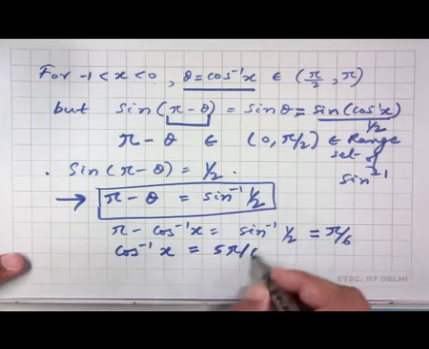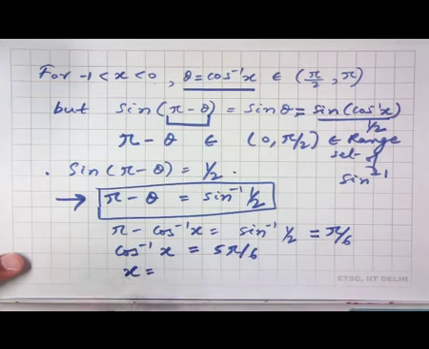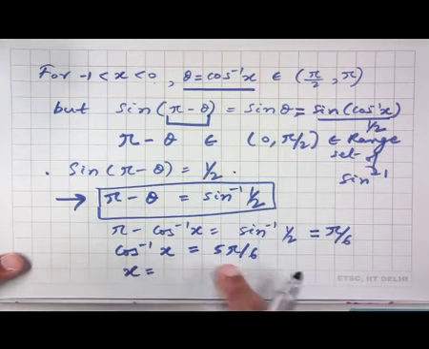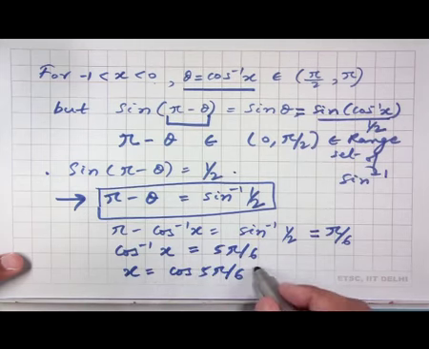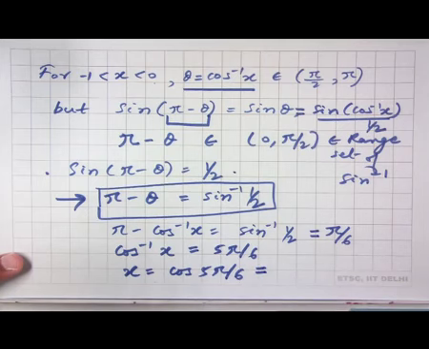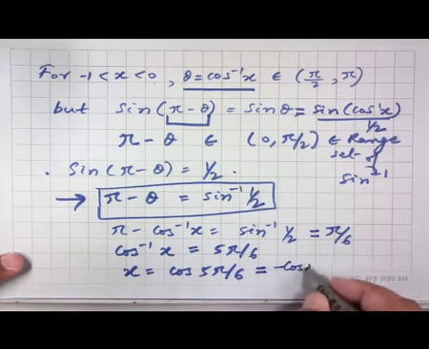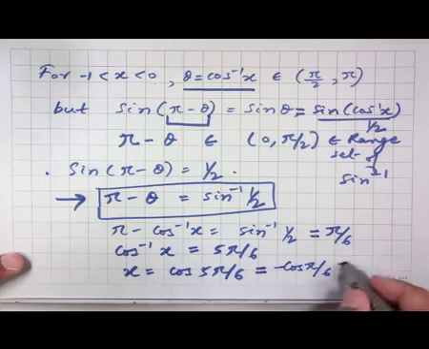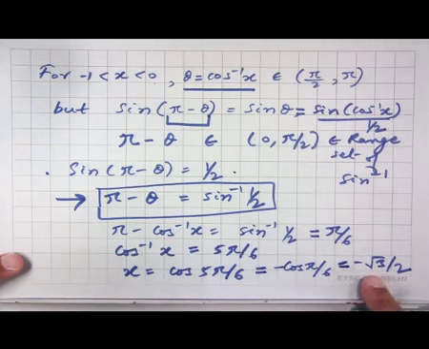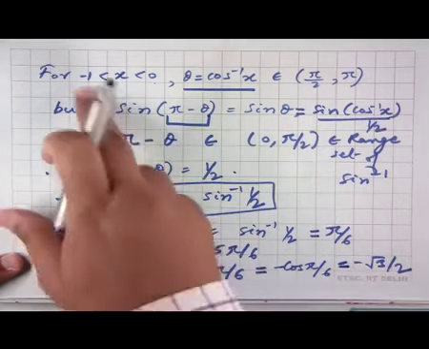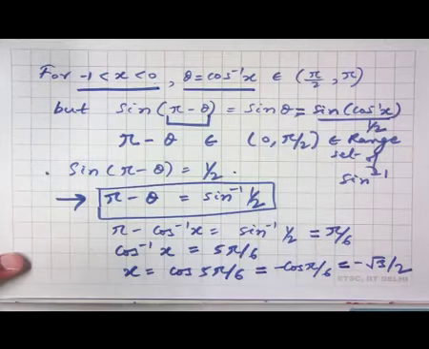and therefore x is equal to, now if we take the cos on both the left and the right hand side, we get x equal to cos of 5 pi by 6, which is going to be equal to minus cos pi over 6, which is equal to minus square root of 3 over 2. So, finally, we get x equal to minus square root of 3 over 2, which belongs to this interval minus 1 to 0. So, this is the correct solution.